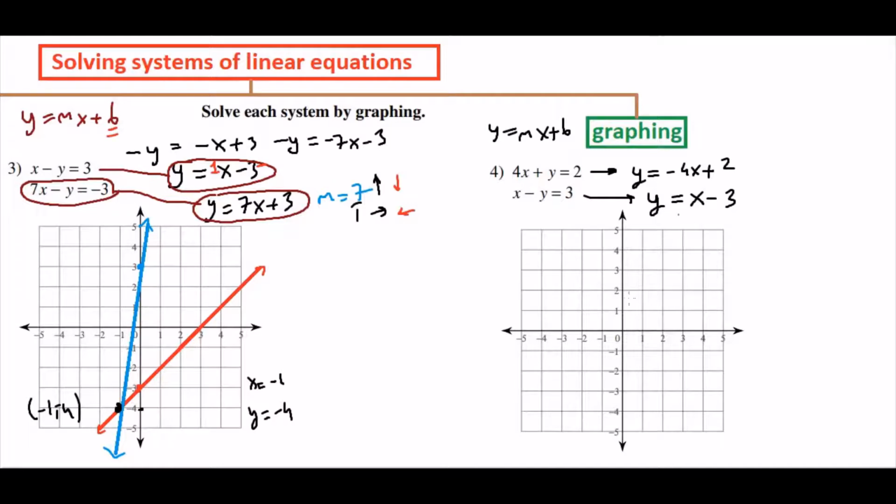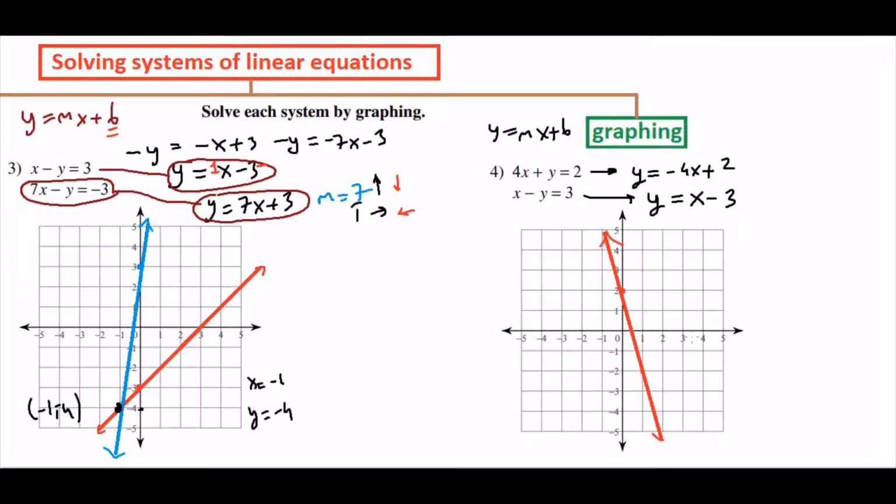So the first equation has 2 as the y-intercept and -4 as the slope. -4 slope means 4 down, 1 right. 1, 2, 3, 4, 1 right. And if I connect these two dots, I'm done.